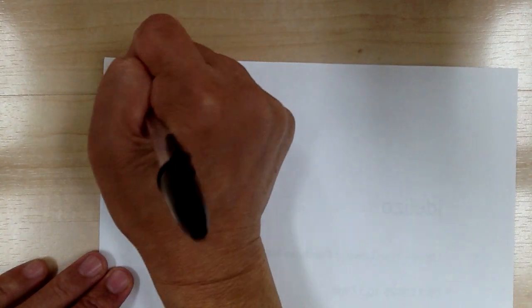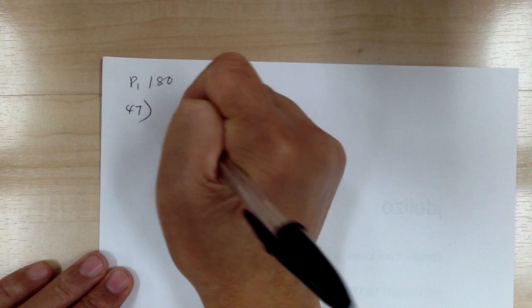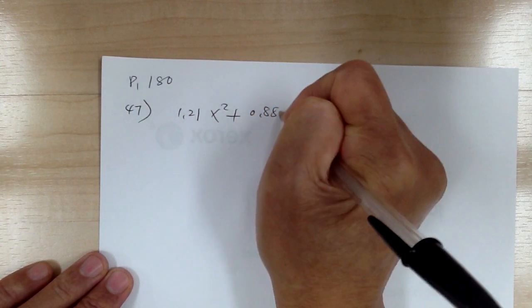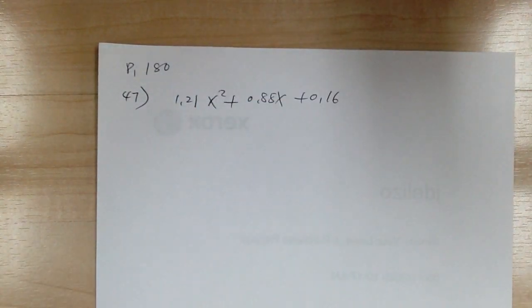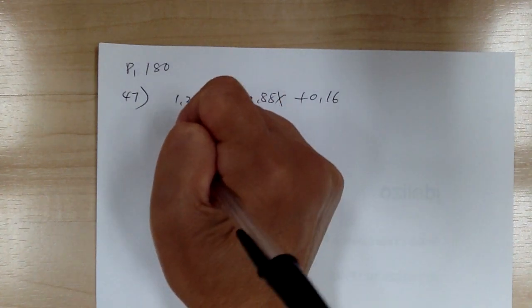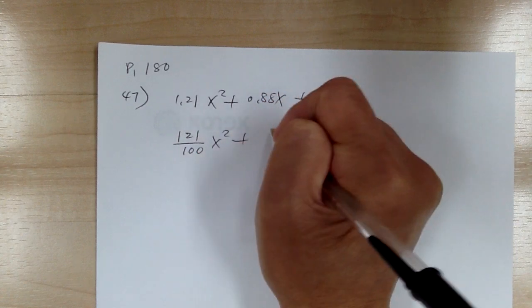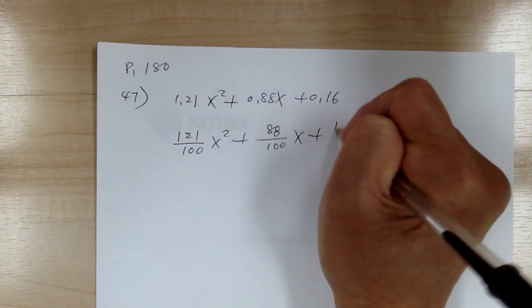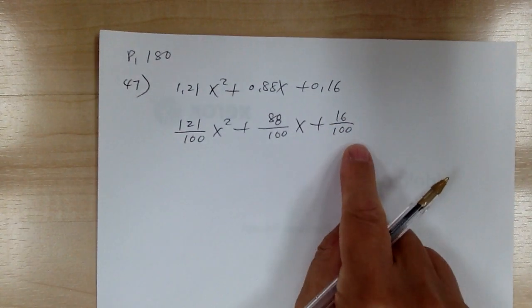Okay, let's go to 47. You have 1.21 x squared plus 0.88 x plus 0.16. So when you have decimals, it's probably better to convert into fractions. So this will be 121 over 100 x squared plus 88 over 100 x plus 16 over 100. Now don't simplify.